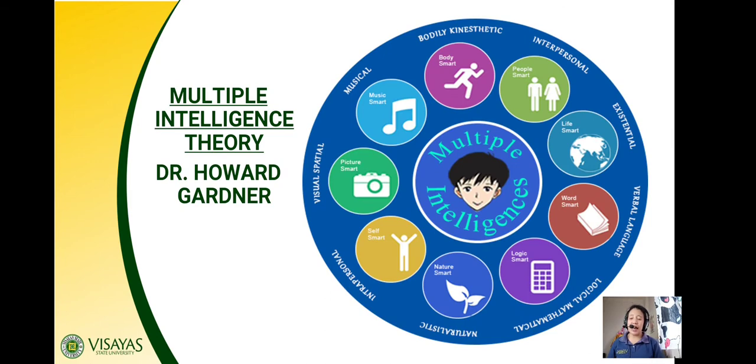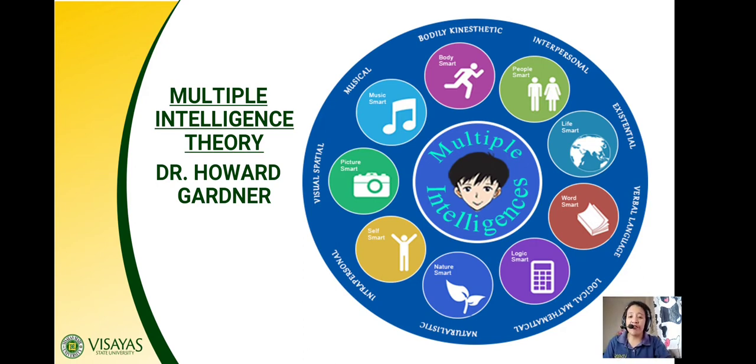Okay, so just a review. I-review nyo rin to. We have the multiple intelligence of Dr. Howard Gardner. So we have the body smart or the bodily kinesthetics. Then we more on physical activities. Okay. Then we have the interpersonal or the people smart, socialization, existential or the life smart, asking or just dealing about existence.